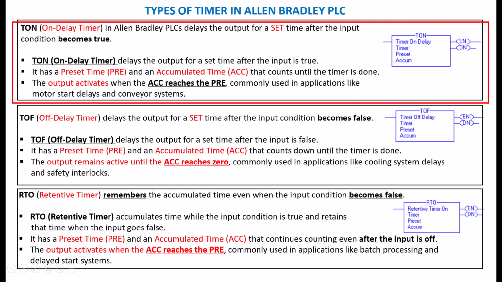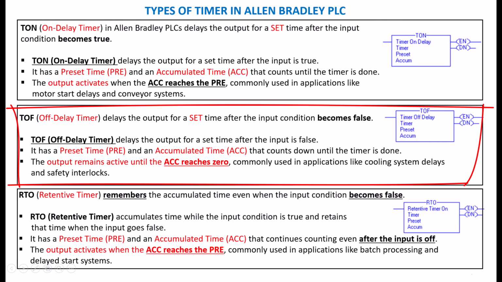When the input condition is true, the timer starts counting up to a preset time known as the PRE, or preset time. The timer will accumulate the elapsed time in another variable called ACC, which stands for accumulated time. Once the accumulated time reaches the preset time, the output is activated. The key point here is that the timer only starts counting when the input condition becomes true. This timer is commonly used in applications like starting motors or delaying the activation of conveyor belts to ensure smooth operations.